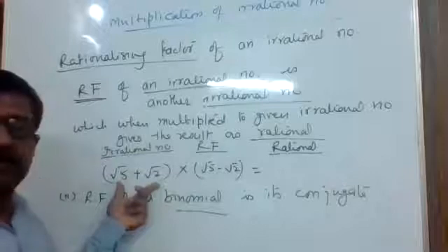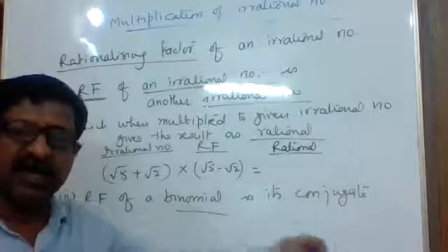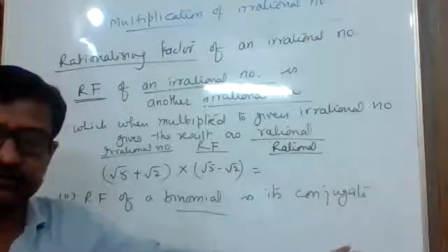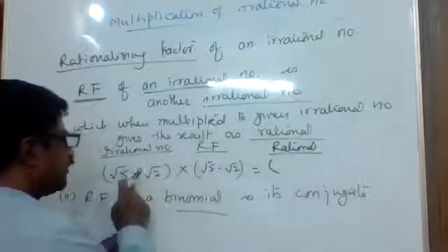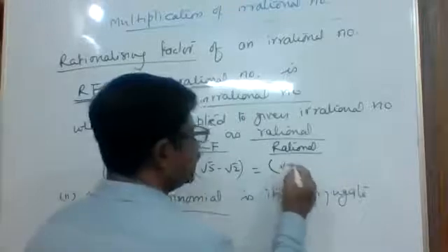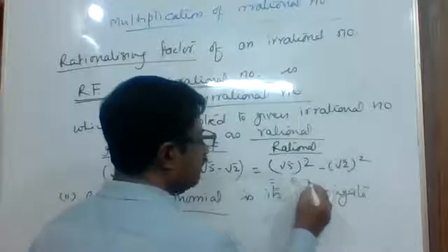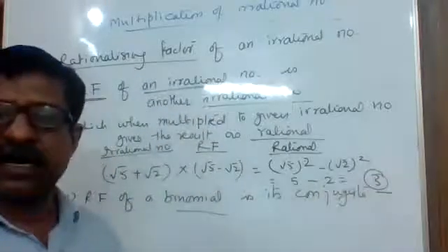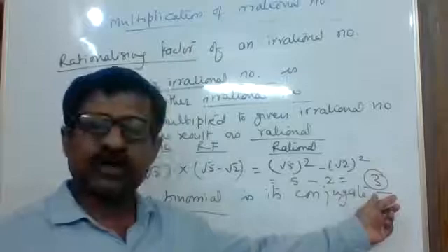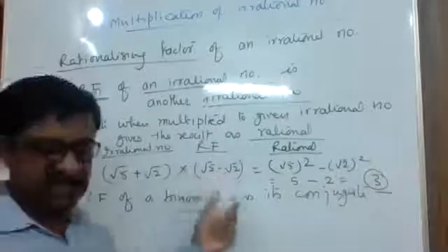If it is a binomial, the rationalizing factor of a binomial is its conjugate, just the opposite sign. And for a monomial, it is the same number. Clear? Now, why do we get a rational number when these two are multiplied? We'll see that. This is in the form of a plus b, a minus b, and the formula for a plus b, a minus b is a square minus b square. Root 5 whole square is 5 and root 2 whole square is 2. 5 minus 2 becomes 3, which does not have a root sign, so it is a rational number. Therefore, the rationalizing factor of a binomial is its conjugate.